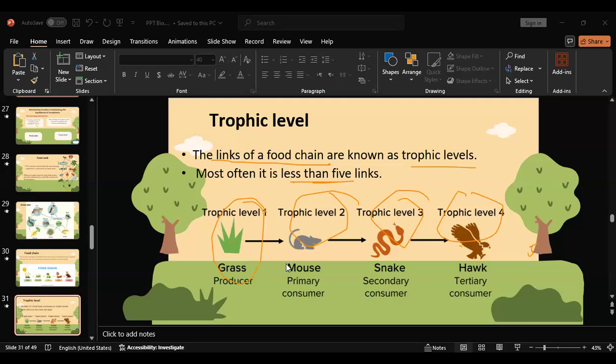In the food chain, this is the producer, primary, secondary, tertiary. But in the trophic level, the initial one is level 1, level 2, level 3, level 4. That's the link of the food chain. So starting from here: 1, 2, 3, like this. I hope you have understood, right?